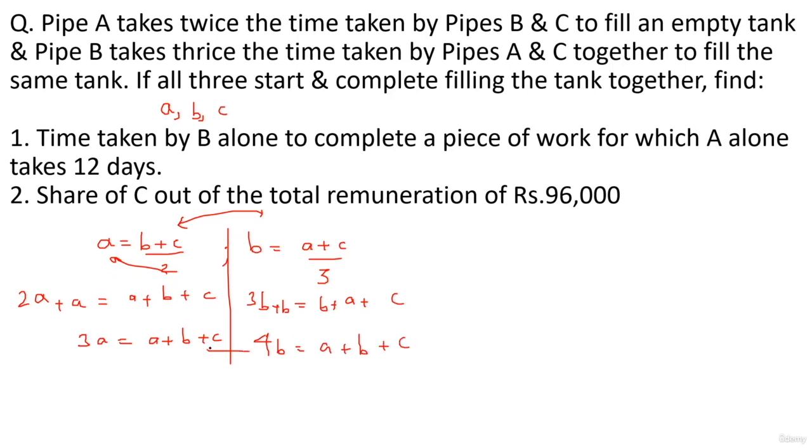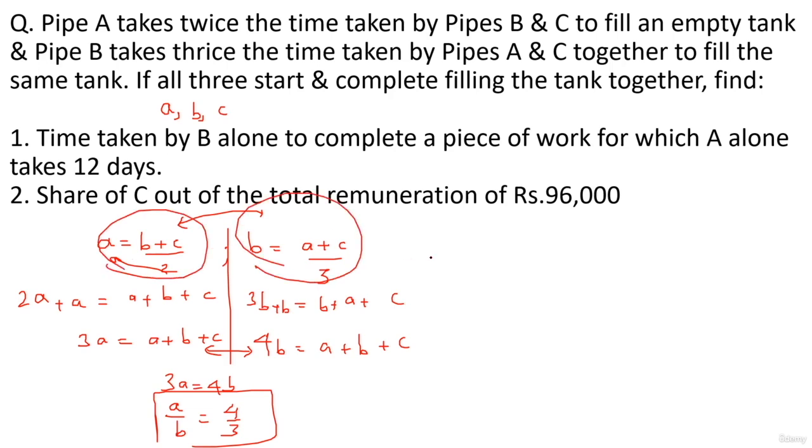Next step, you can equate these two. Both are equal to A plus B plus C. That gives you 3A is equal to 4B, or A is to B ratio we will get. A is to B is equal to 4 is to 3. Now A and B, you can put in any of these two equations. You can get the value of C. So let's do it here.